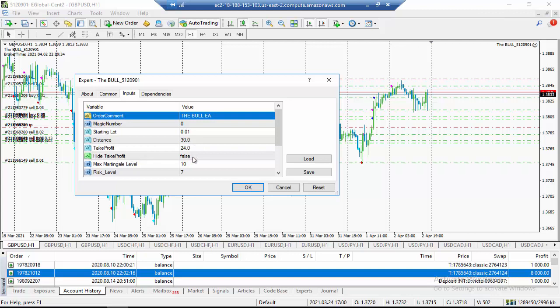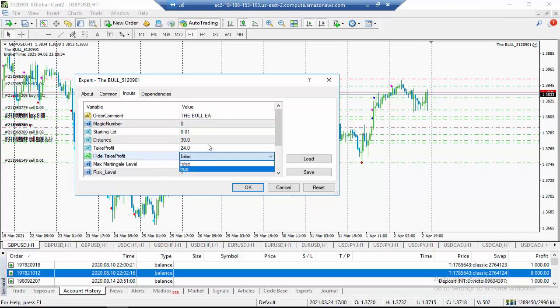Hiding take profit is false because I want it to be showing take profit. If my broker is a dubious broker, I need to hide this take profit from the broker, so I will say true. But because I'm using a broker that is very, very transparent, I'm on Forex for You for the past 12, 13 years or so, and they are very good.